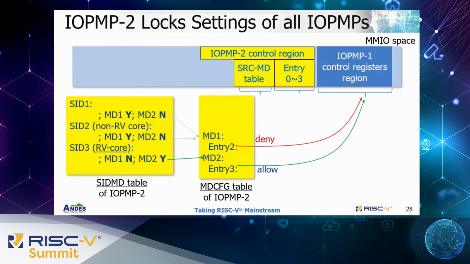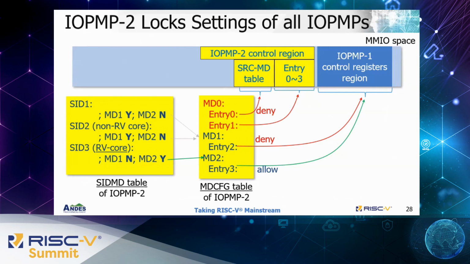This figure demonstrates the steps. Firstly, we need to prepare MD0 with 2 entries. One is to deny the region of controlling the SRCMD table. The other is to deny the region of the first 4 entries. The 4 entries should belong to the memory domain 0, 1, 2 respectively.